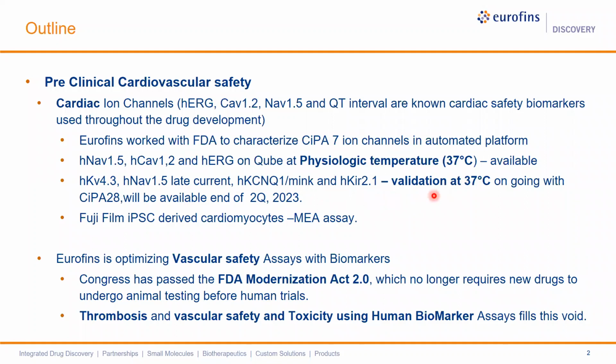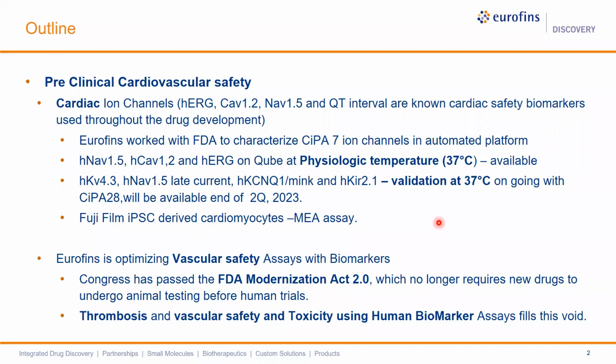And CiPA has 4 buckets. People who are very familiar with the CiPA guidelines know you have to look at the ion channel and then do the in silico modeling. And the third one is the cardiomyocyte, using the cardiomyocyte to verify the effects that we see in the cardiac channel. So I'll be talking quite briefly about the iPSC cardiomyocyte obtained from Fujifilm, and then the MEA assay.